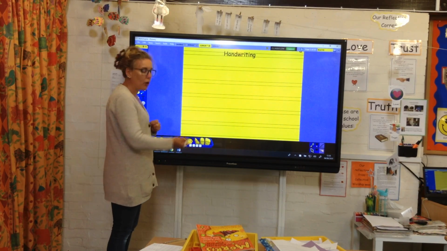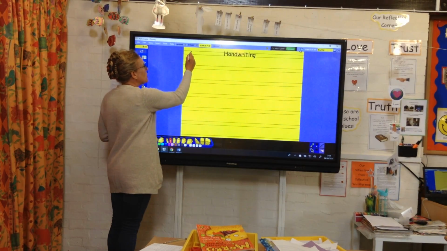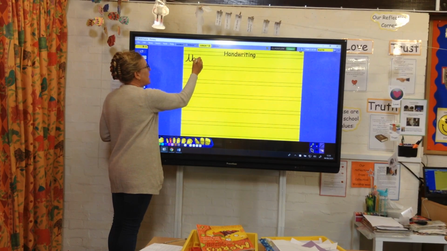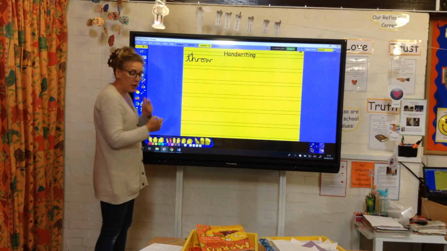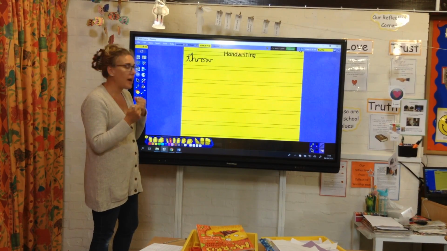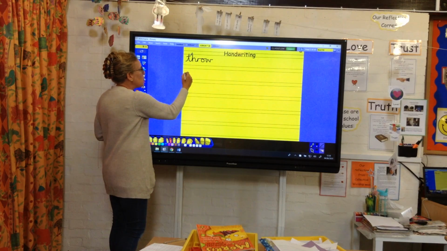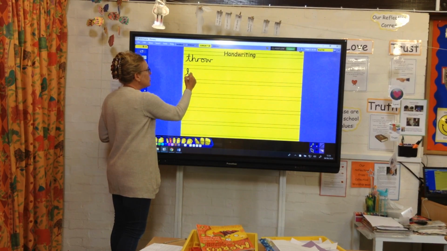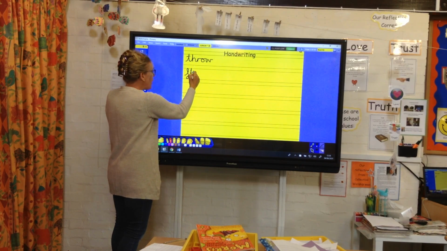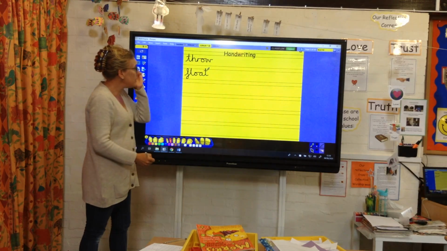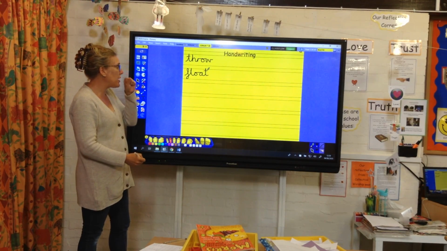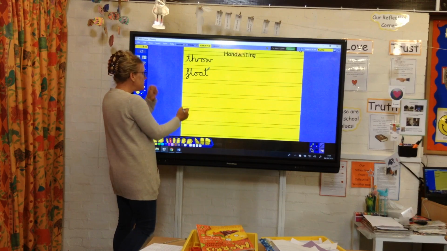So we will start off today with throw. So tall T, tall H, R, into the O and into the W. Then we are going to have a go at a word with the OA in it. We're going to do float, tall F, which is also tall and low. You've got L, you've got the O, the A and the T. We've also got that split vowel digraph. Let's write hose today.